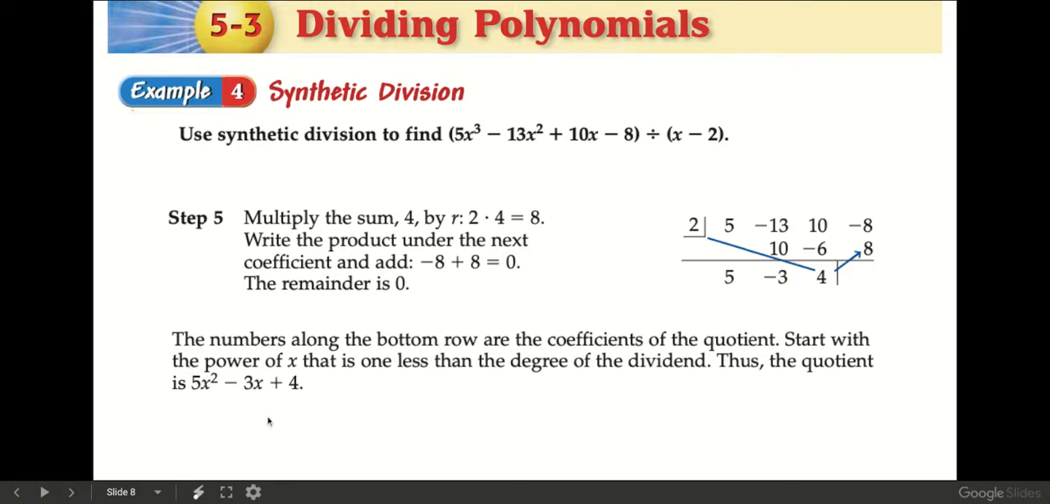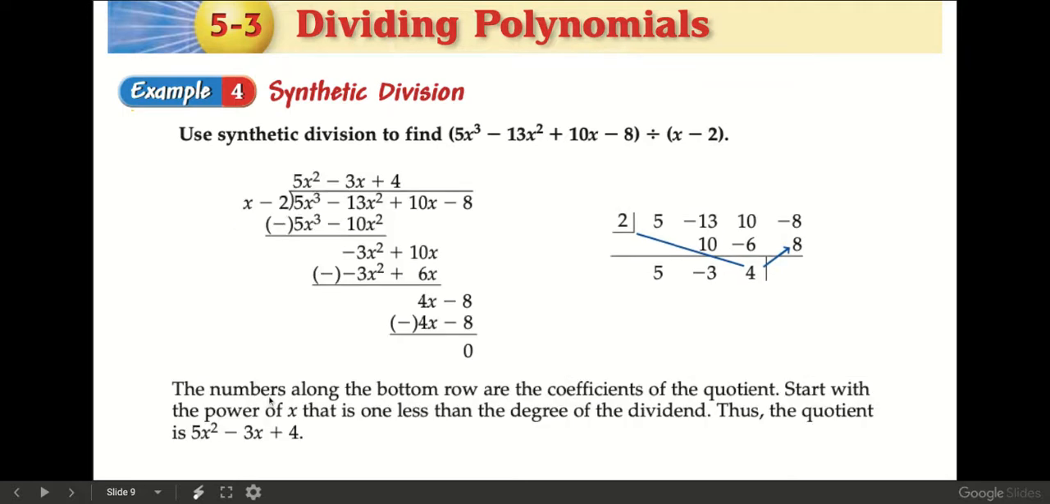So let's look at that side by side with long division. Here's what it looks like using long division. Here's what it looks like using synthetic division, right? We still get the exact same answer. Look, here's our answer using long division. Here's our answer using synthetic division.